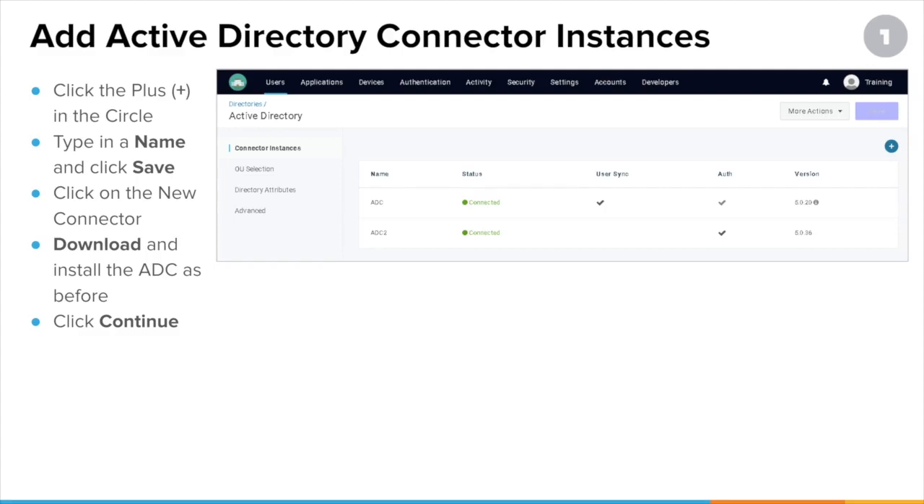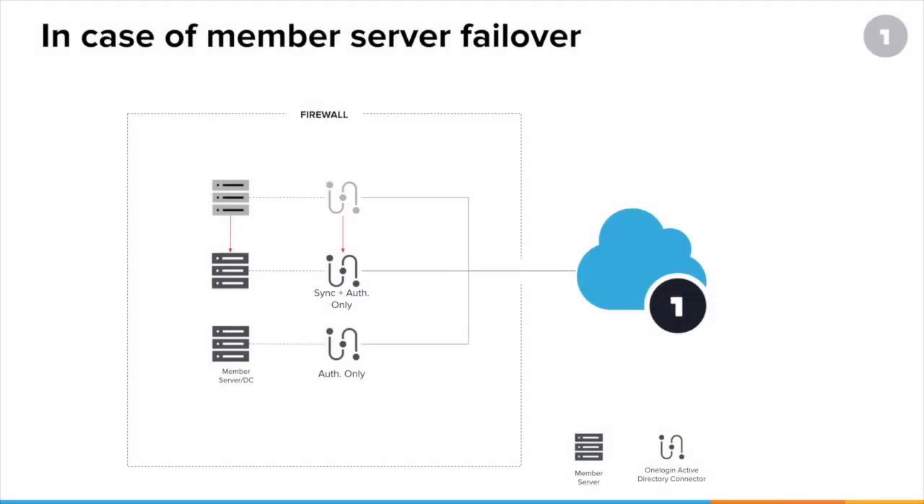The other instances are handling authentication requests. So authentication requests can be load balanced across multiple instances, but the sync process needs to be configured so that it can automatically fail over to another instance if the primary one goes down.